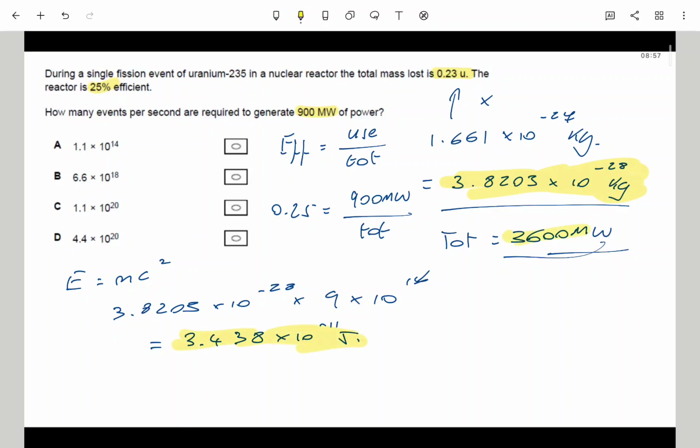So obviously that's joules and that's power, but megawatts is megajoules per second. So we can just use both these numbers because that's joules anyway, because we're working per second. So if we divide those, so do the 3,600 megawatts. So 3,600 times 10 to the power of 6 divided by, so that's total power, or total energy per second, and then divide by the energy per fission event. That gives us answer C.